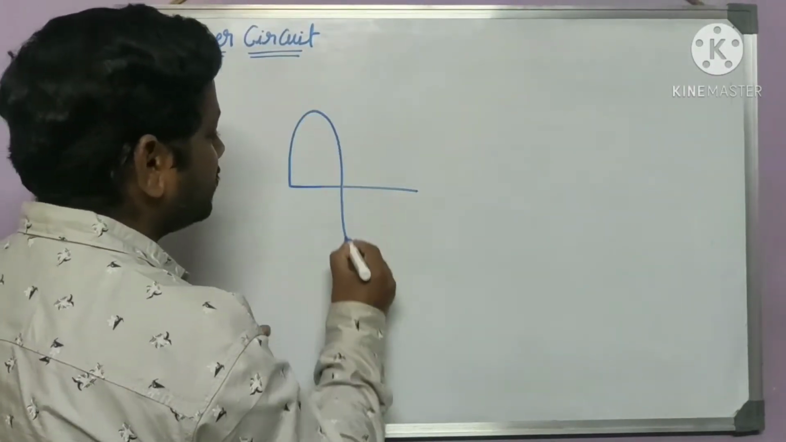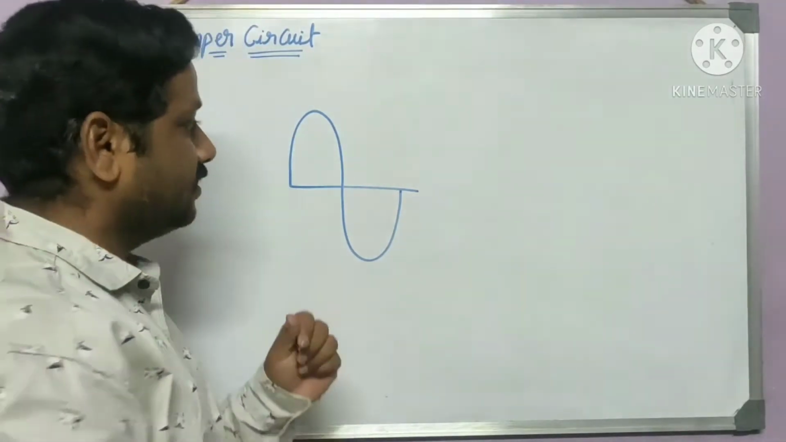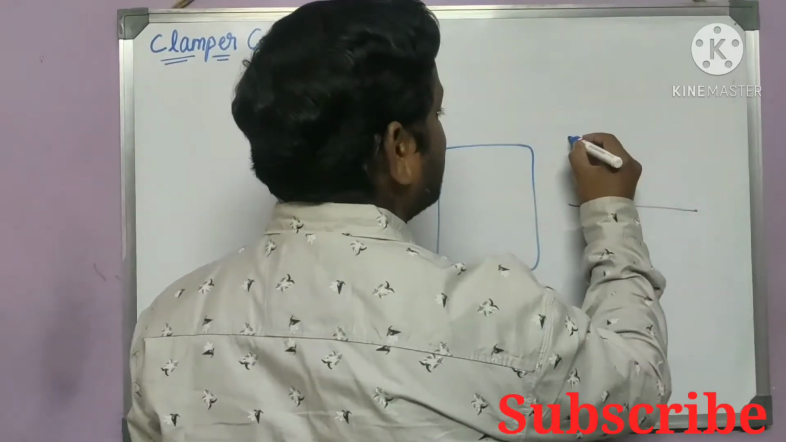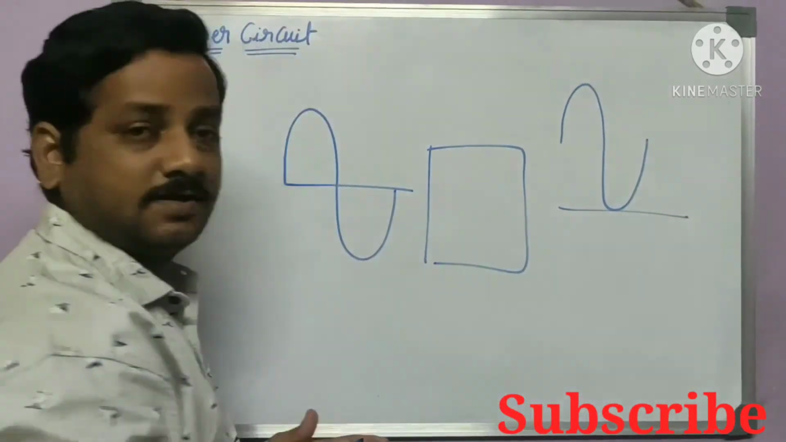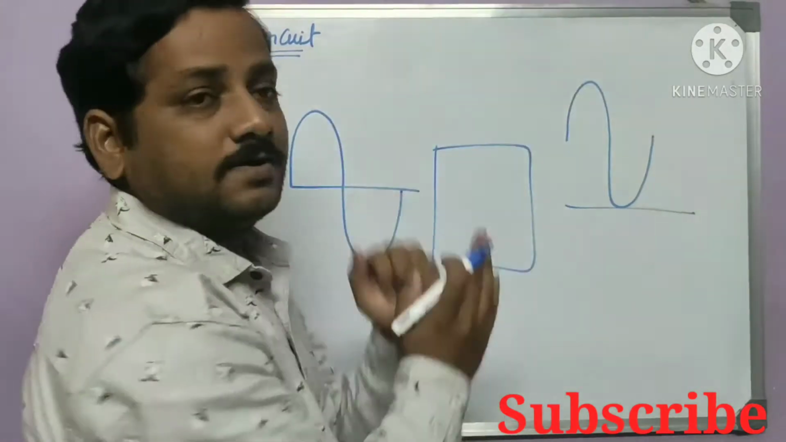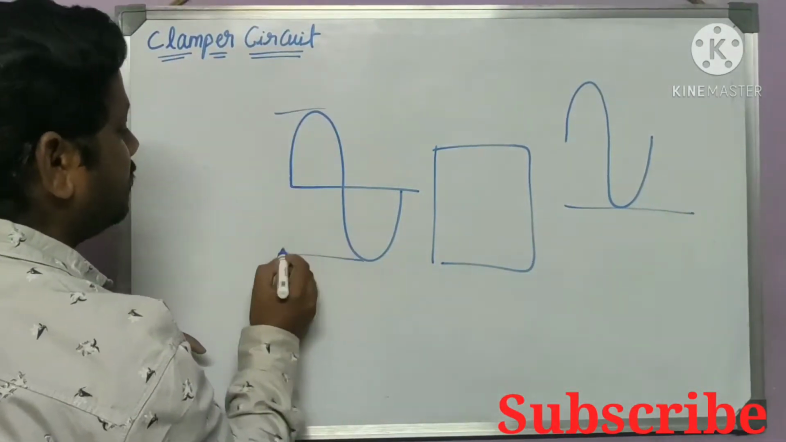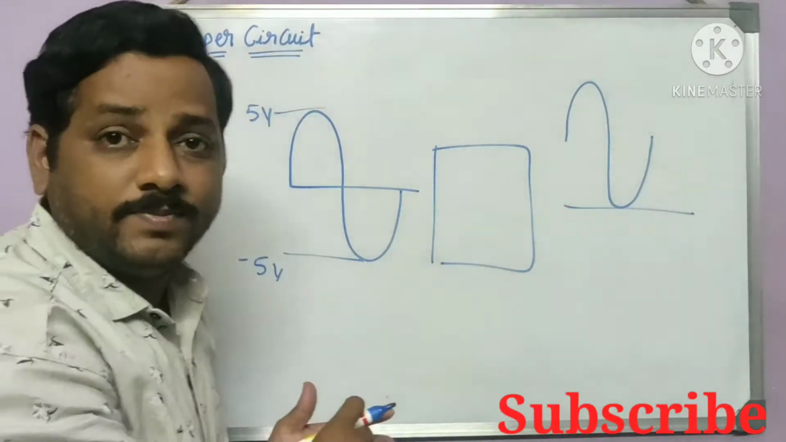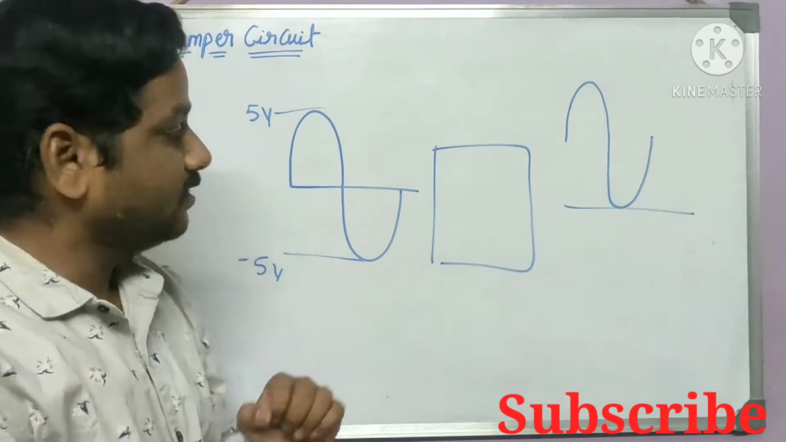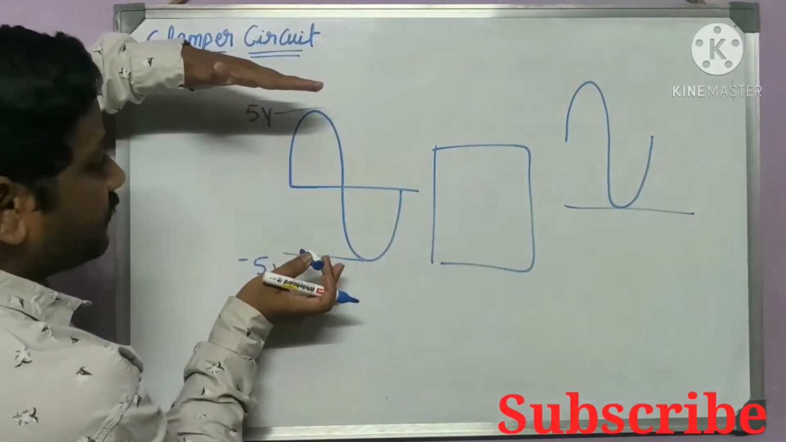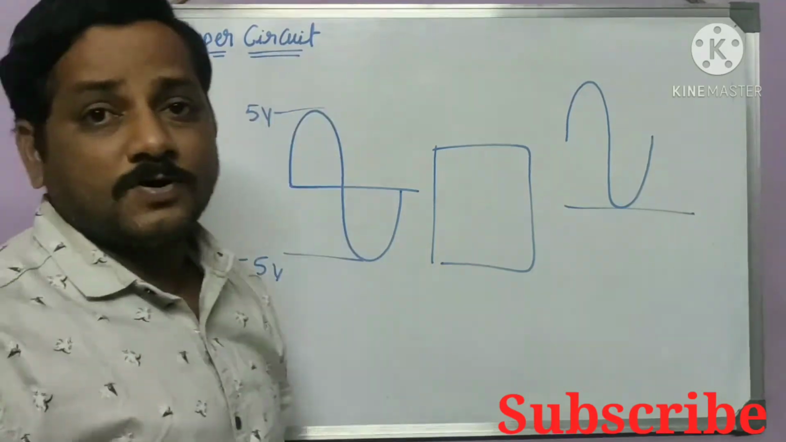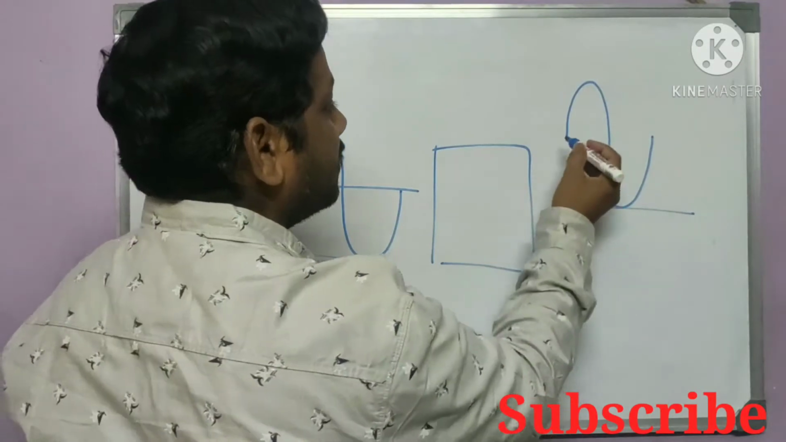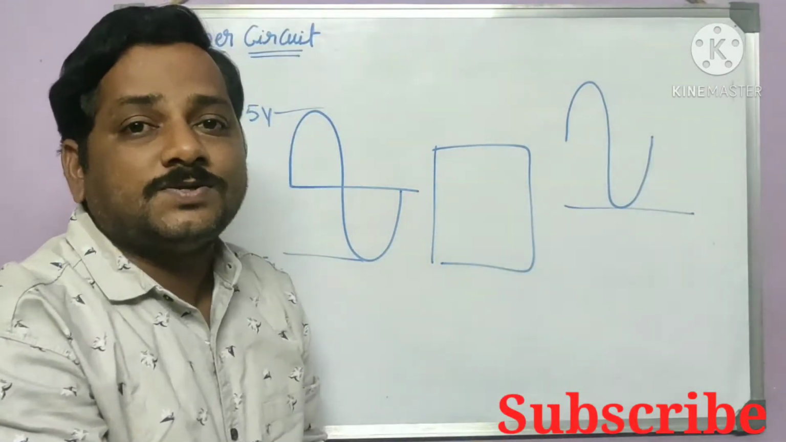If the input signal is a sinusoidal waveform like this AC, after applying this input to a clamper circuit, the output we may get like this. This complete waveform is shifted to the positive side. Say this is 5 volt and this is minus 5 volt. The peak to peak value will be 5 plus 5, 10 volt. So this complete 5 to minus 5 sine wave will be shifted towards the positive side. This is one option we have. If we shift towards the positive side, then we call this kind of clamper a positive clamper.